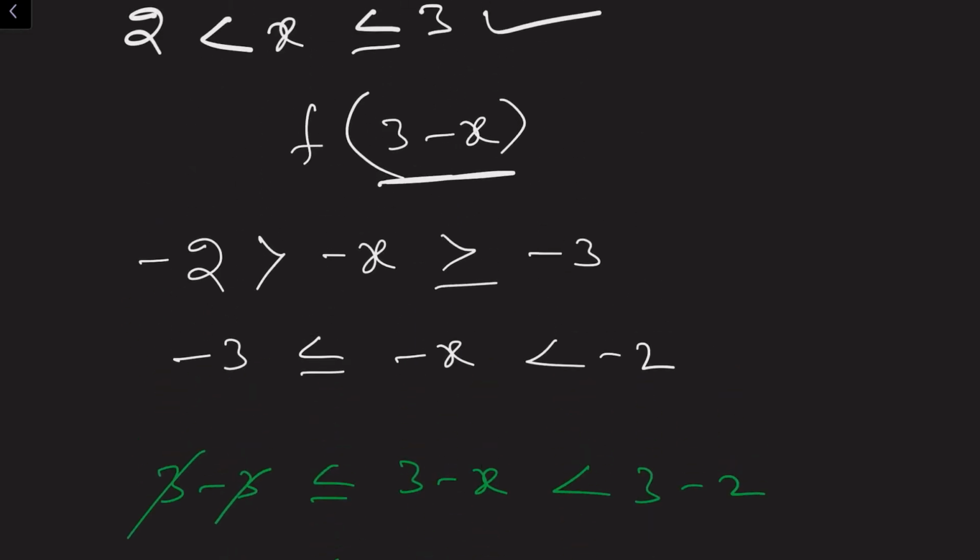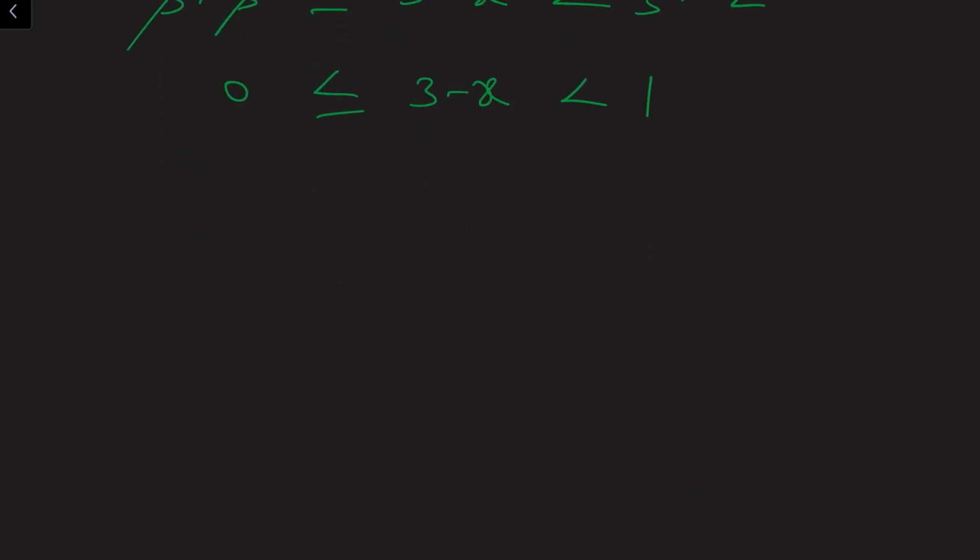So now here we have 3 minus x. The first condition is 1 plus x. In the place of x we need to substitute 3 minus x now. 1 plus, in the place of x, 3 minus x. So 1 plus 3 is nothing but 4, so 4 minus x.